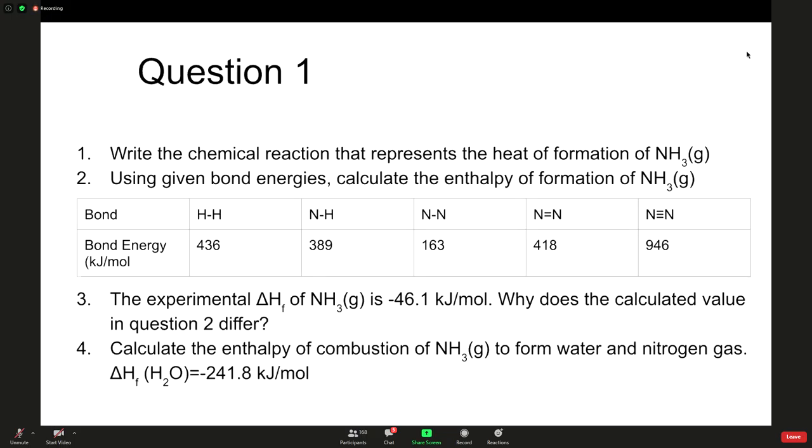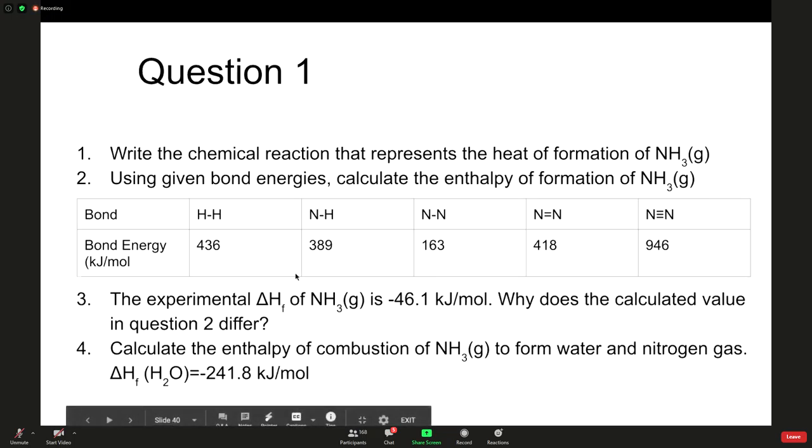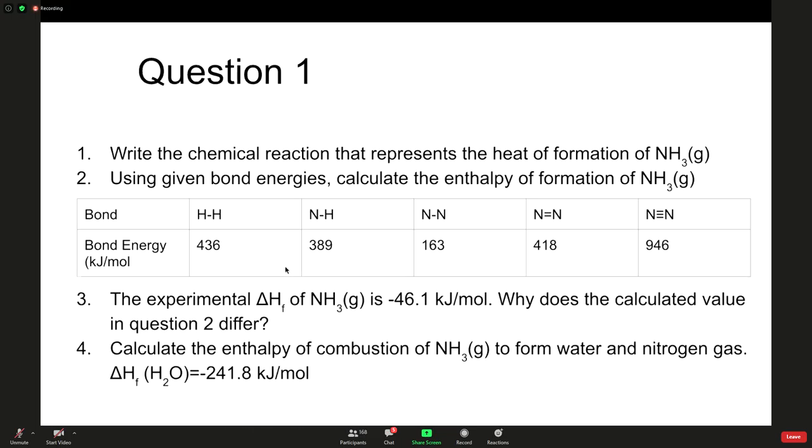So yeah, I can actually just kind of explain it with this slide, but basically you're going to get asked to do it a certain way. So like, for example, number two. So in number one, you'll write out the chemical reaction that represents the heat of formation of NH3. Then once you have that reaction, you will know what the reactants and the products are in that reaction. And I'll give you a hint. They are some combination of H-H bonds, N-H bonds, N-N bonds, N=N double bonds, and N≡N triple bonds. And what you will do then is you will use these tabulated bond energies, multiply them by how many are in each molecule, stoichiometric coefficients, all of that, and then apply the bond energy formula.